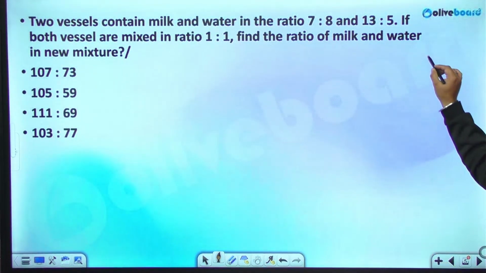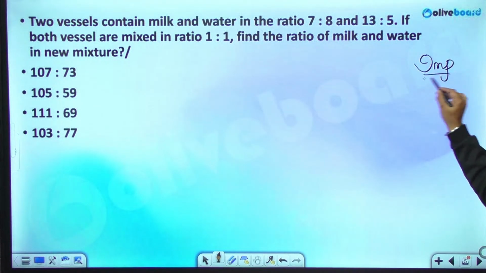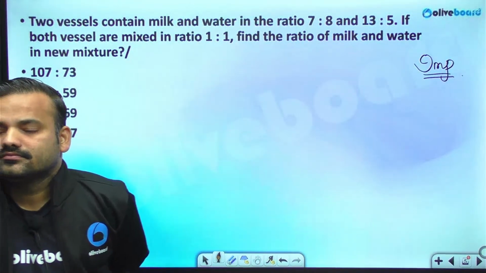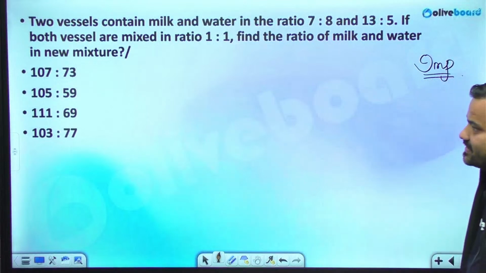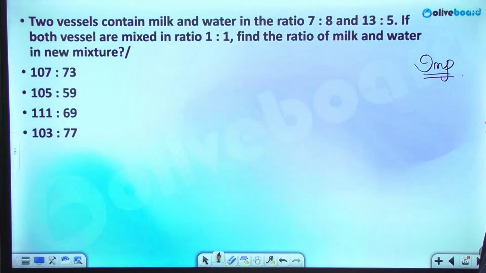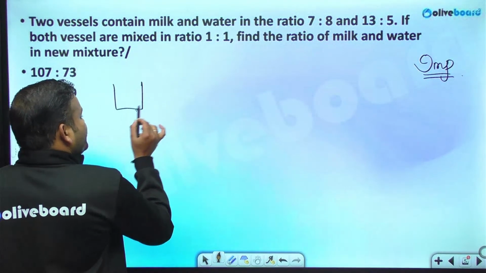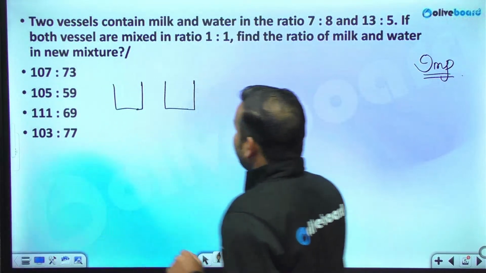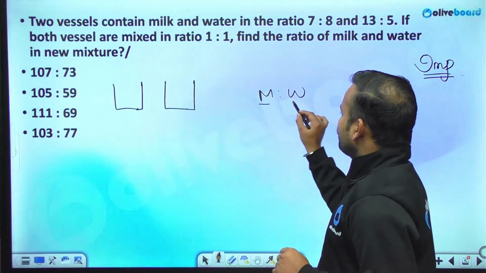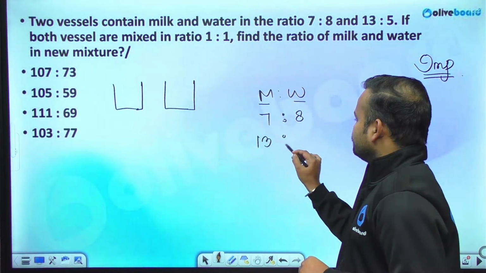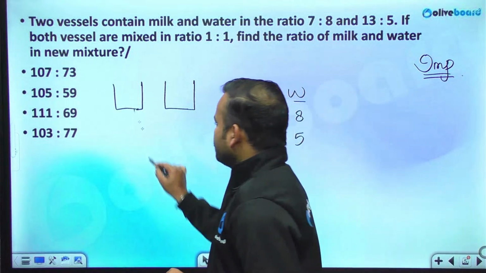This is an important question of mixture. There are two vessels which contain milk and water in the ratio of 7 to 8 and 13 to 5 respectively. If both vessels are mixed in this particular ratio, then what is the ratio of milk and water in the new container? So there are two containers, both having milk and water. The milk and water in the first container are in the ratio of 7 and 8, and in the second container it's 13 and 5. Fine. So I am mixing both the containers.